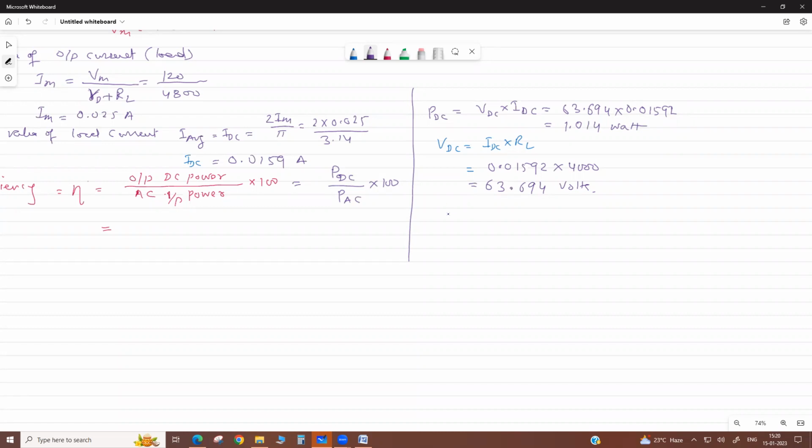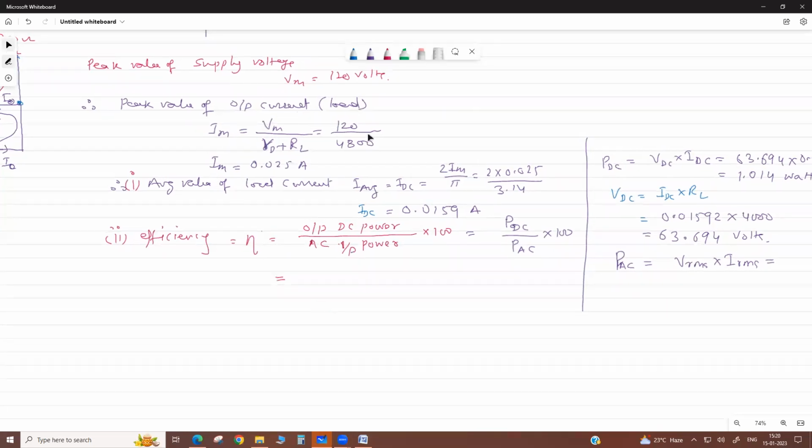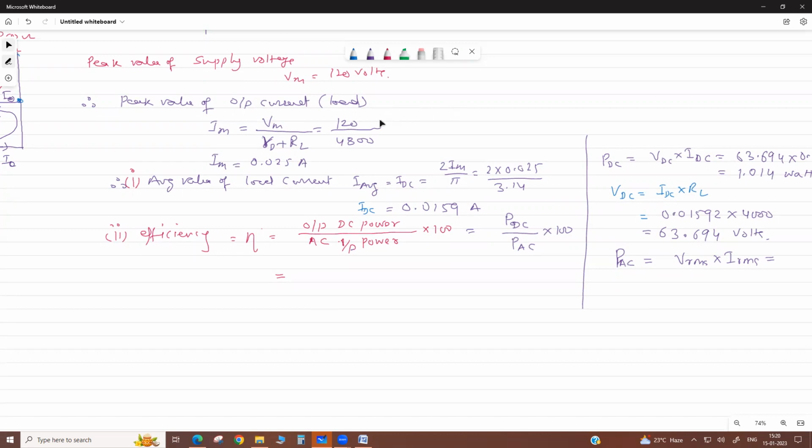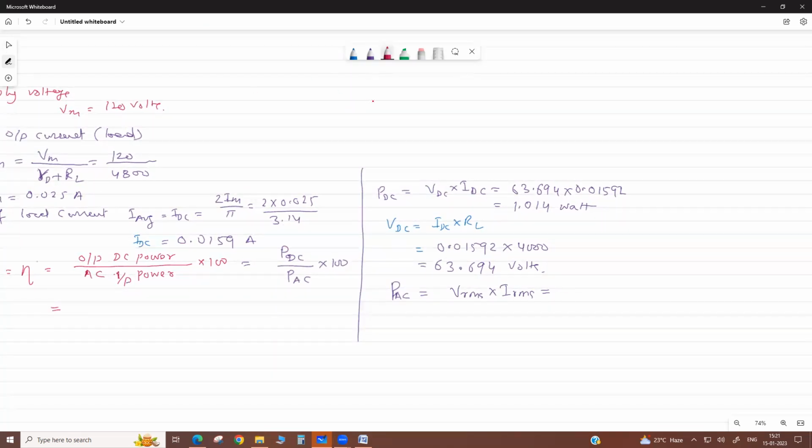Okay, now AC input. For AC, please take RMS values. Please remember, always RMS value. What is the AC power? You know, apparent power we take in AC power. So it is a product of RMS voltage into RMS current. Please remember AC input, okay? So what is the RMS value here? The peak value of voltage is given, the supply side voltage.